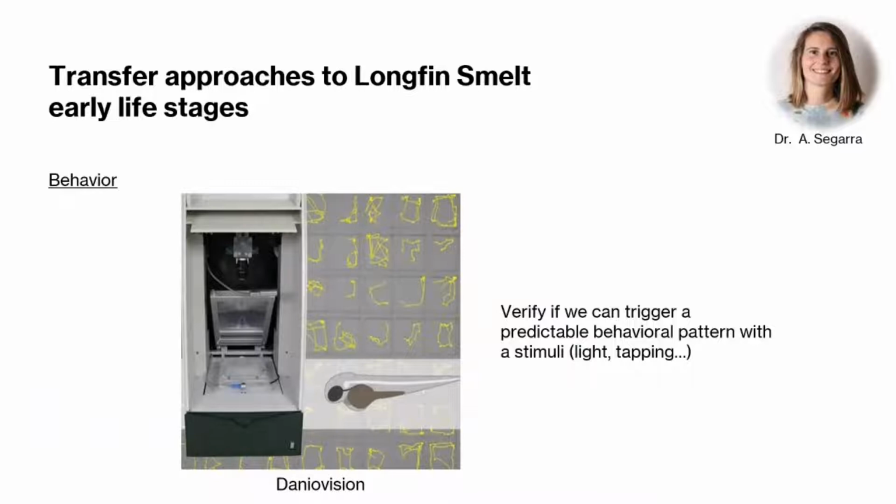The last element we wanted to introduce in our approach was the behavior. For that, we used a setup developed for zebrafish larvae that allows tracking the movement of larvae placed in microplates. A common high-throughput test used in toxicology consists in verifying the response to a stimulus such as a change in light or tapping.